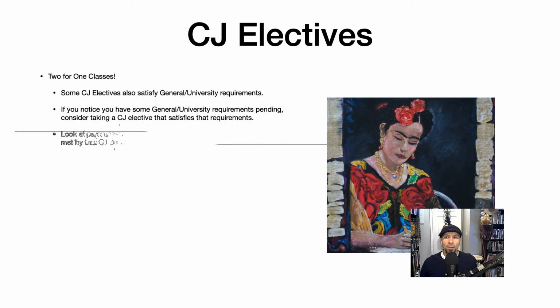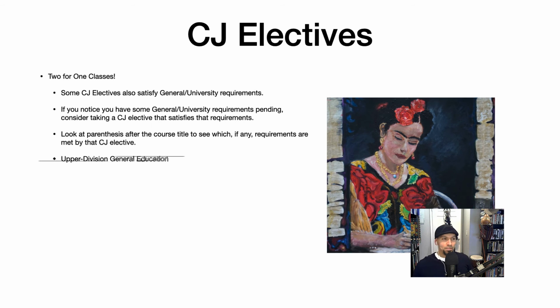So how to do that? We have the roadmap, which is a document we have to help students know what classes they can take to fulfill the major requirements. You'll see after a course title some parentheses which indicate which requirements a CJ elective meets.